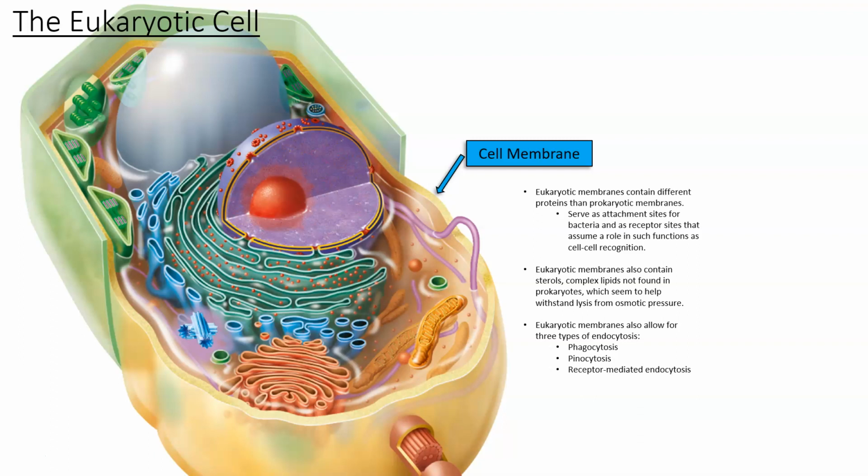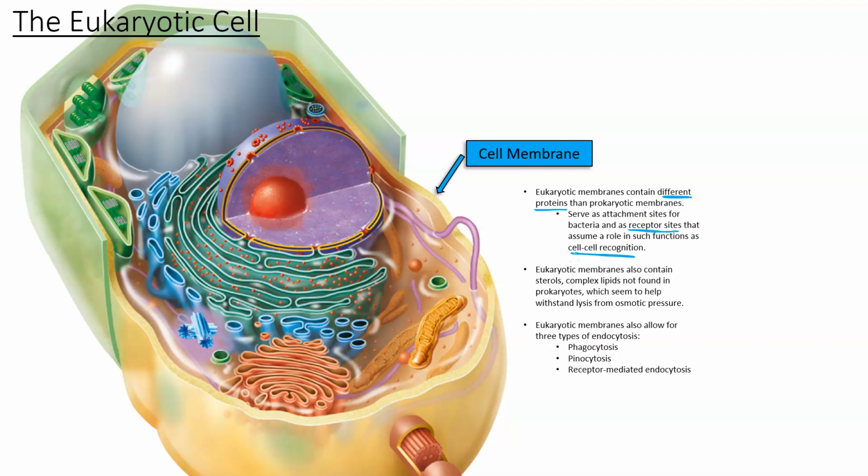It is still a lipid bilayer, but eukaryotes will have a different amount or a different type of protein embedded in the cell membranes. These proteins, which can be both integral and peripheral proteins, are going to serve as receptor sites, which is going to help in cell-to-cell communication.